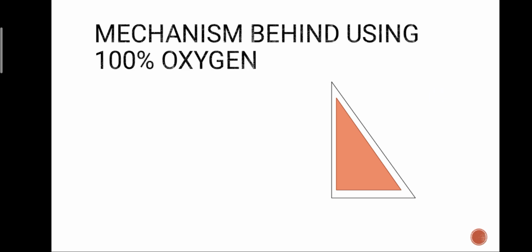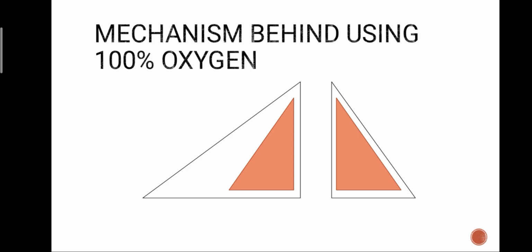Now let's see the mechanism behind using 100% oxygen in cases of spontaneous pneumothorax. Now imagine that this is the lungs and outside the lungs is the pleura. In pneumothorax, this is the lung and the pleura is filled with air. Now what do I mean by air? Air is oxygen plus nitrogen, that is filled in the pleural spaces.